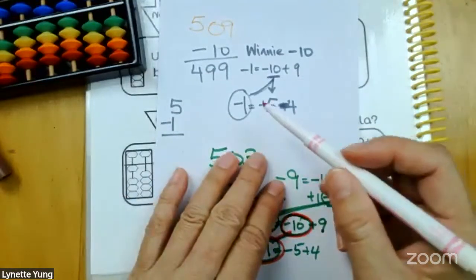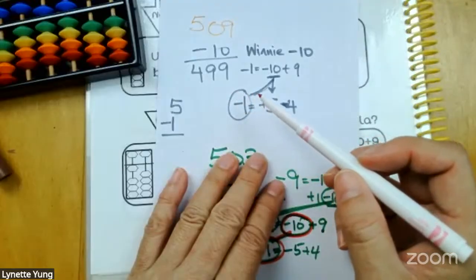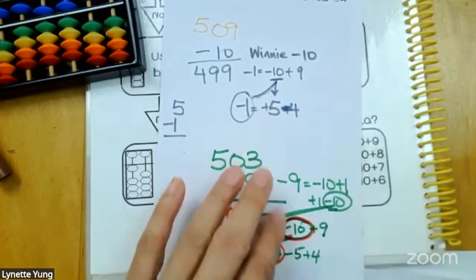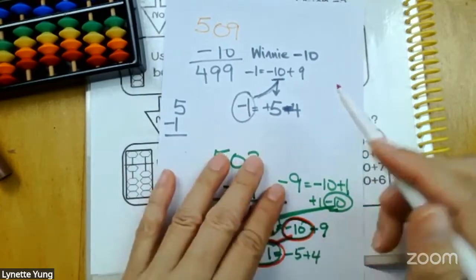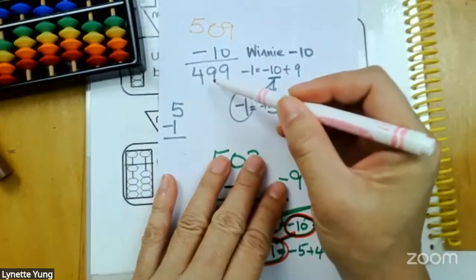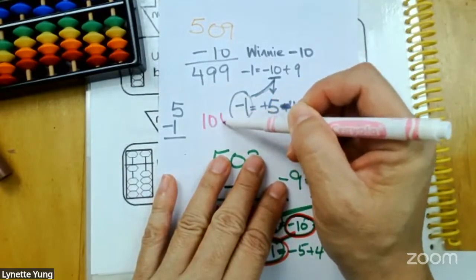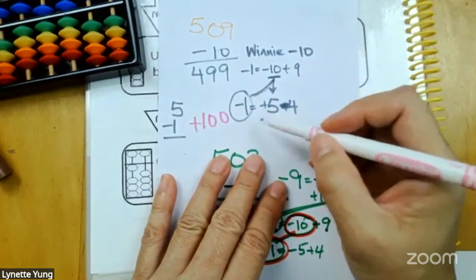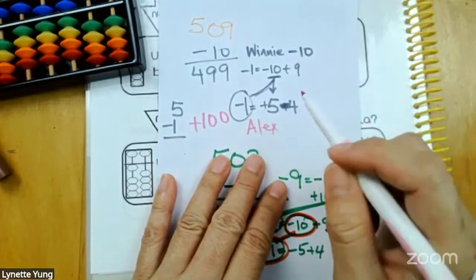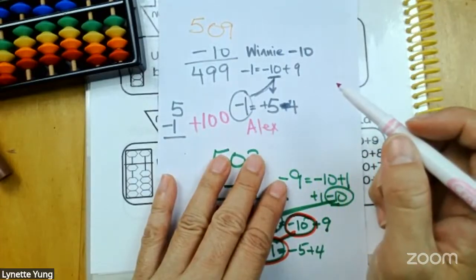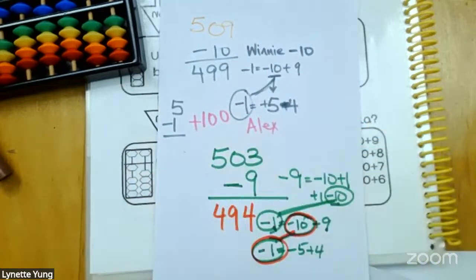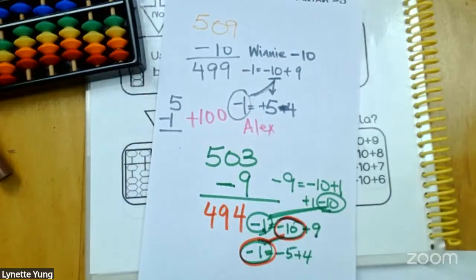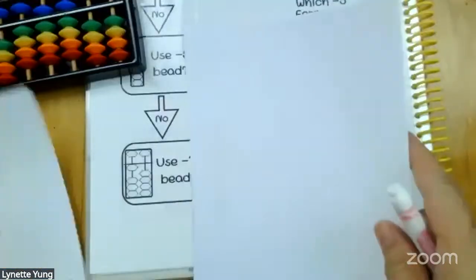So we have Alex's number is 100 more than Winnie. So if Alex's is more, because we keep a running total, don't we just need to add 100? Okay, so we have 409 minus 10 is 499, and then Alex is 1 more? Or it's 100.